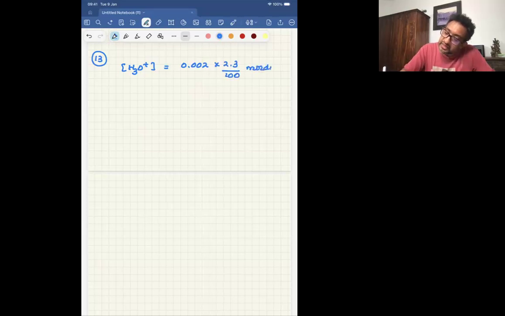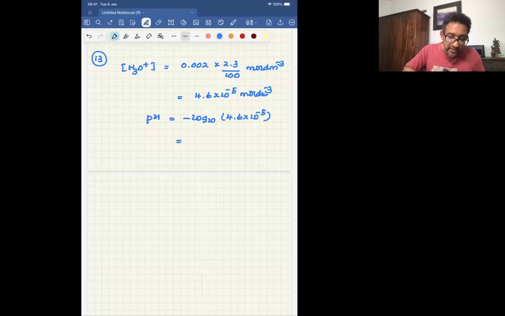This is the concentration because the amount dissociated is 2.3%. So 0.002 times 2.3 divided by 100 is equal to 4.6 × 10^-5 moles per cubic decimeter. So what is the pH? pH is equal to minus log10 of 4.6 × 10^-5. So log this answer: 4.3372.